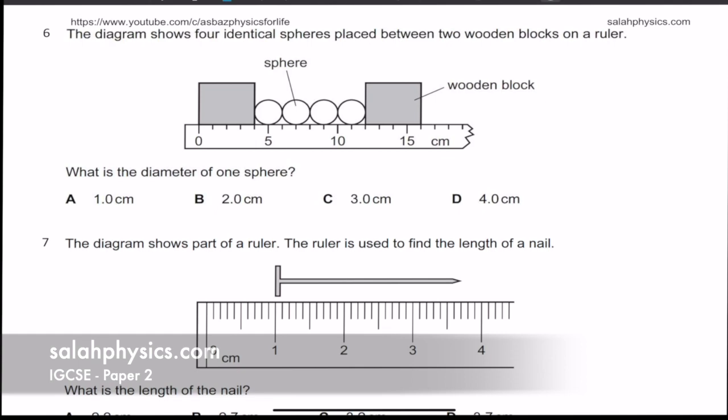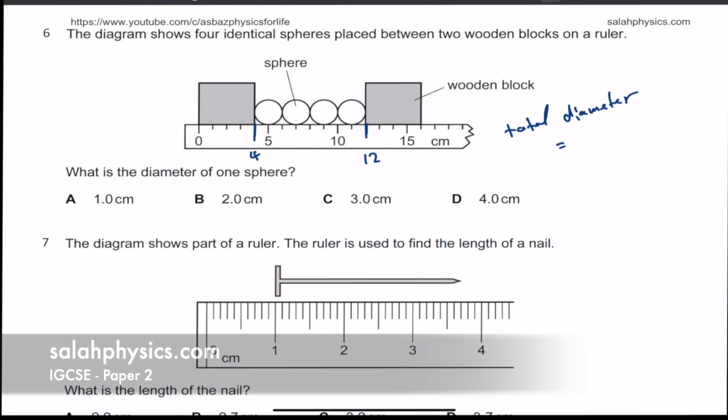So when I take the diameter here, it means I'm going to give you the diameter for these 4 spheres. The reading here is 4 and the reading there is 12. So the total, I'm going to write that here, total radius, or the total diameter, it's diameter here in the question.